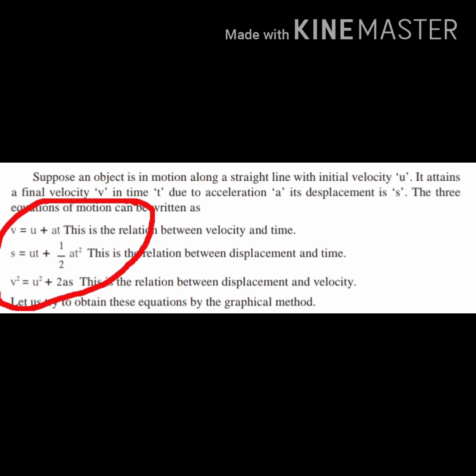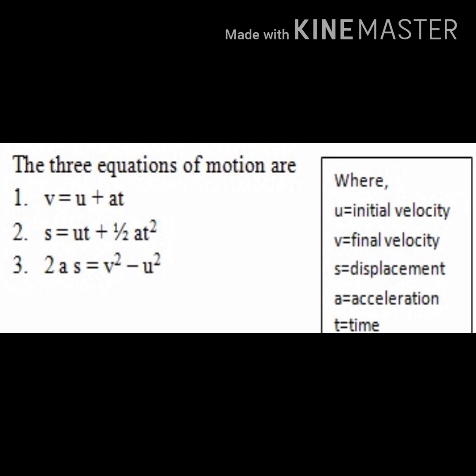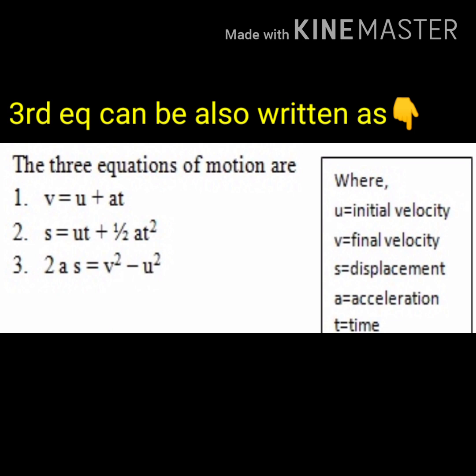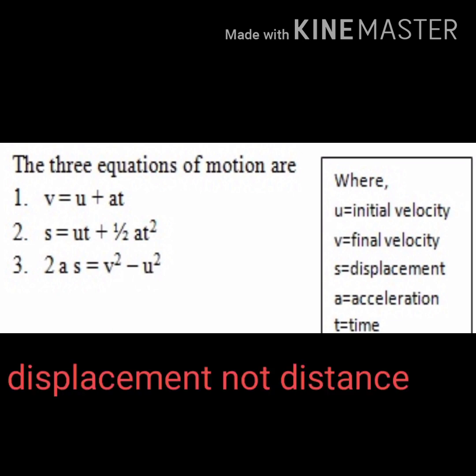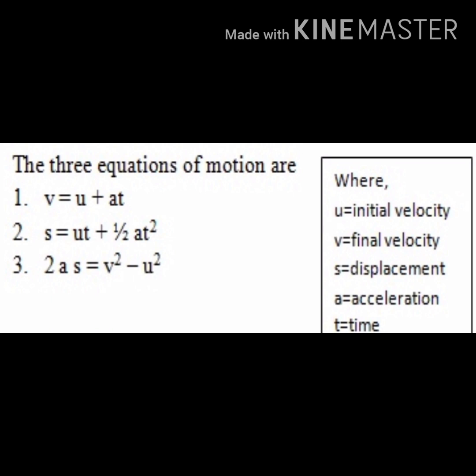So there are three equations that you have to remember. Now here it is given. See here: V equals U plus AT, S equals UT plus half AT square, and the third one, V square equals U square plus 2AS. Now V is the final velocity, U is the initial velocity, A is acceleration, T is time, and S is the distance traveled. These are the three equations of motion.